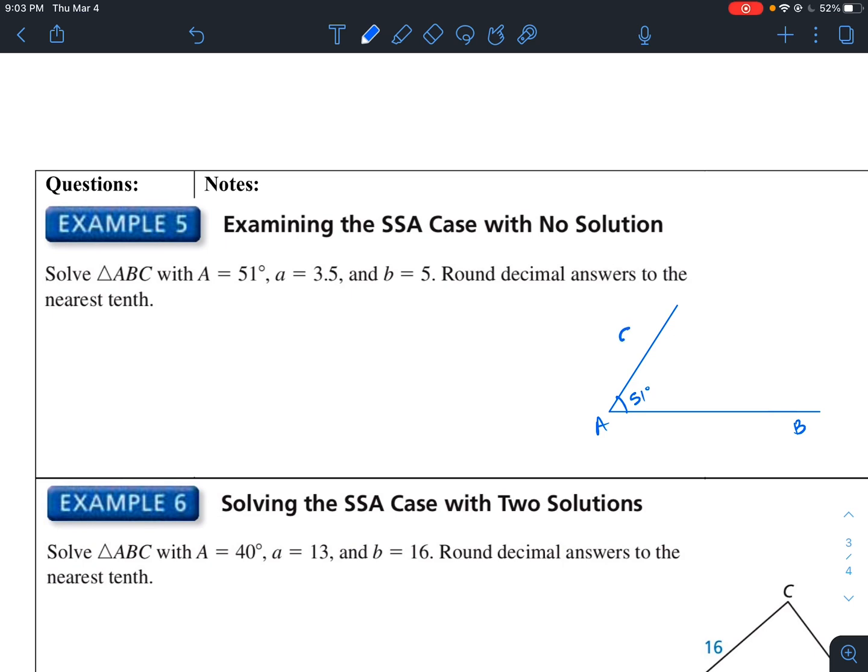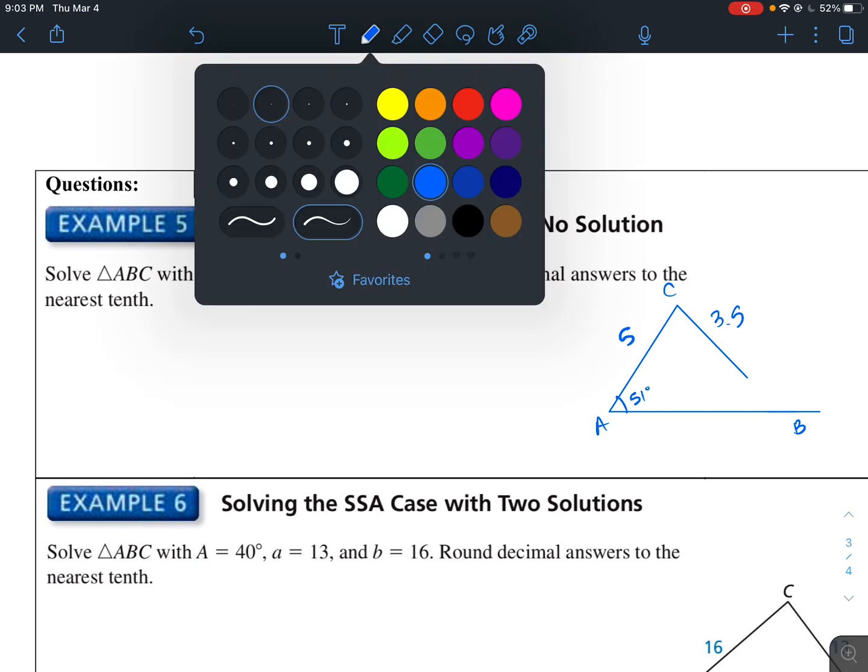And so this one would be 5, and then we'll call this angle C right here. So then this side we'll say is 3.5. But if you have a side length across from an angle that's shorter than the other one, so 3.5 and 5, basically this side length, because it's smaller, you can't create a triangle out of the information that's given, because it's too small. So because the side length is too small, you can't make a triangle in any sort of way, pretty much.